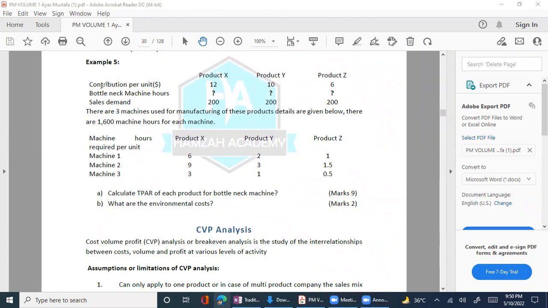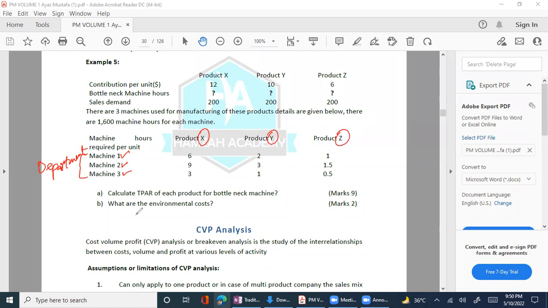Now read example 5. Contribution per unit is given for the 3 products. Sales demand is given. There are 3 machines used for manufacturing of these products. Details are given for machine 1, machine 2, and machine 3. Now these machines are treated as a department.